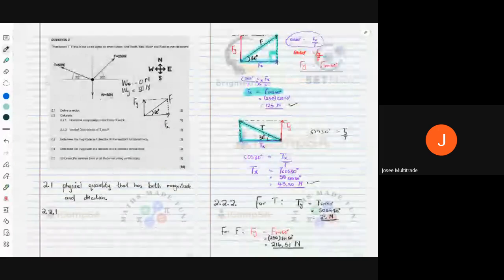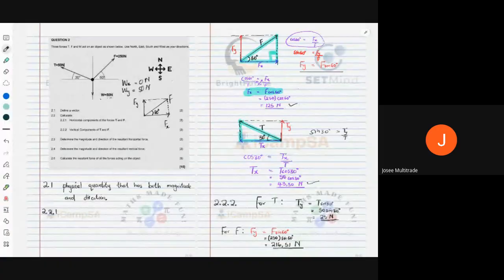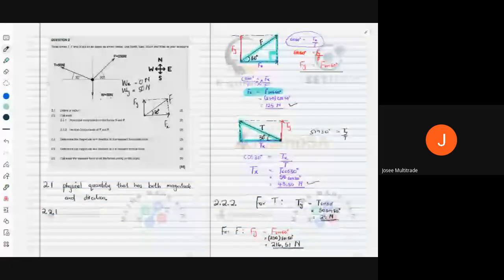So we're asked to determine the magnitude and direction of the resultant horizontal force. Oh, yes, I see. And then 2.4, we're asked to determine the magnitude and direction of the resultant vertical force. One thing I can see here, it makes sense why they would do this in a test, but in an exam, you see this question from 2.2 to 2.5 would be one question worth about 7 to 9 marks. This was a test past paper. I think I took it from Eastern Cape.